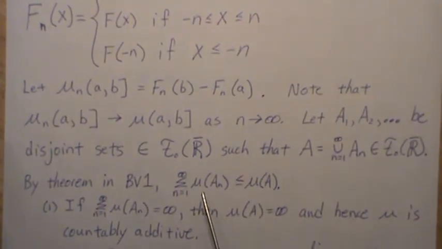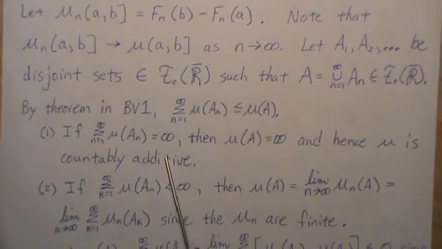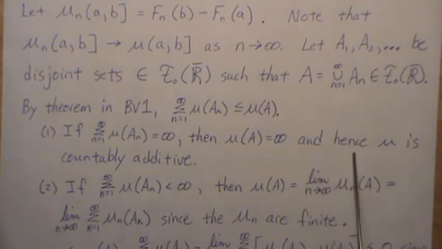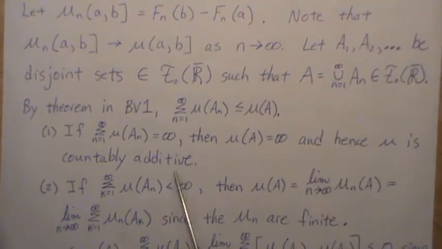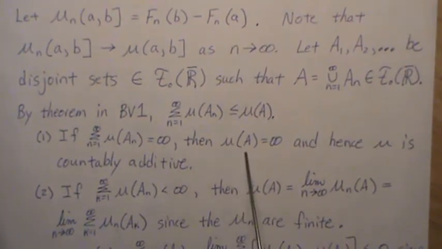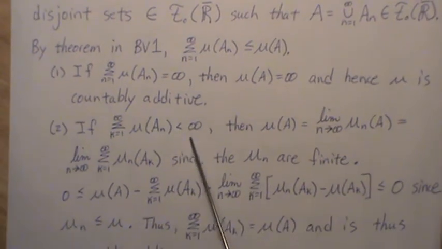Now there's two cases here. So if this infinite sum is infinity, that means mu of A is infinity. And actually then we're done. So hence mu is countably additive, right? So the sum equals mu of A, and they're both infinity. So now let's assume that it's finite.